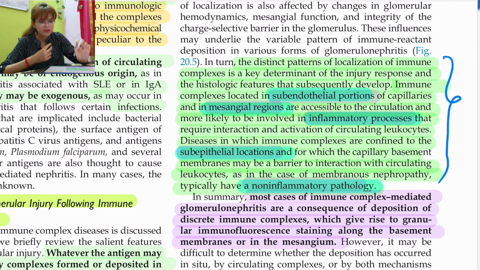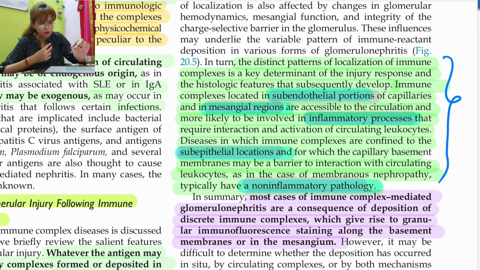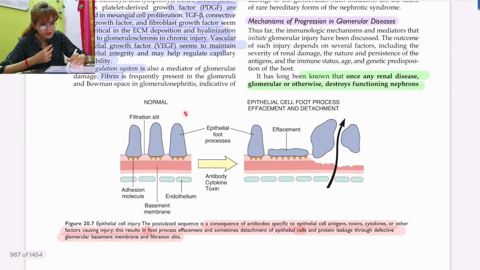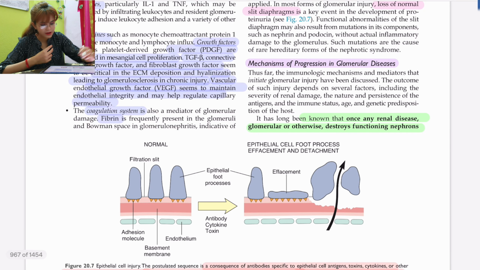Whatever immune complexes are deposited in the subendothelial portion and the mesangial regions will elicit an inflammatory response. But the immune complexes which are deposited in the subepithelial locations will have a non-inflammatory pathology. Now, if you just look at this diagram, these are basically the epithelial foot processes. This is the effacement of the foot processes, and this is the detachment of the foot processes. This is just shown in the diagram. This is how it normally looks, and this is when it is having a pathogenesis.